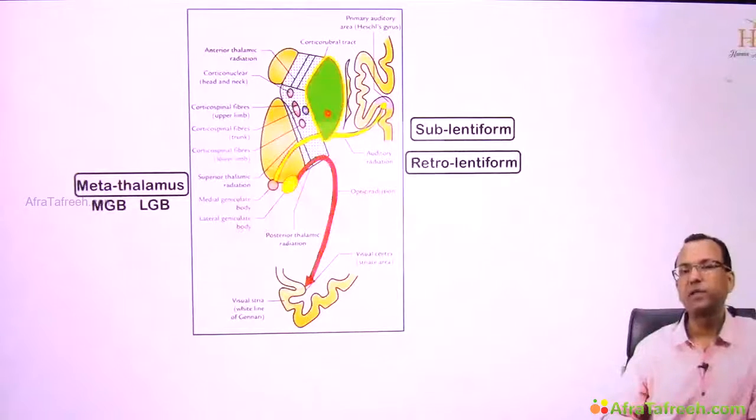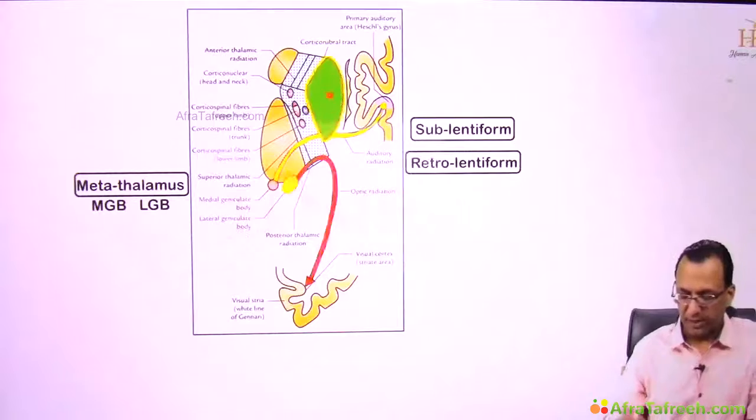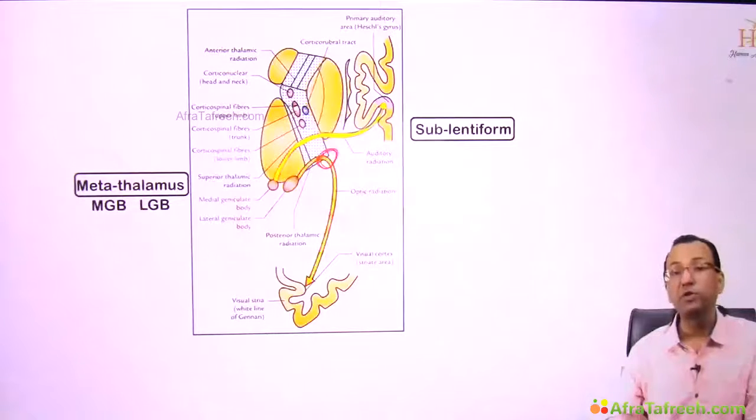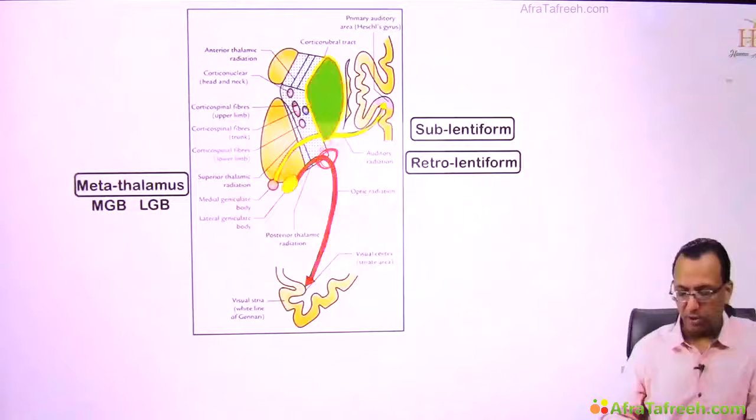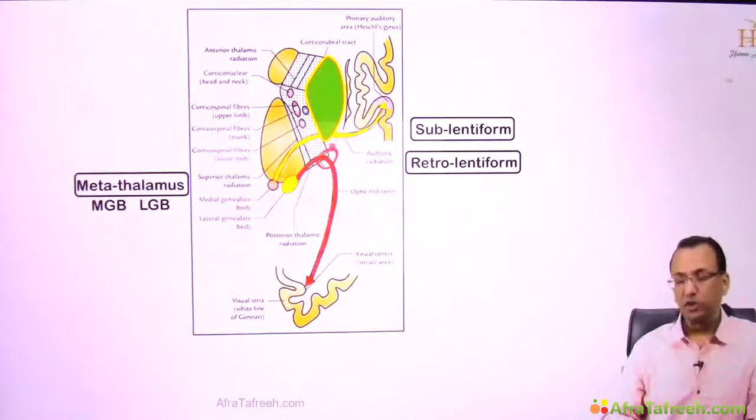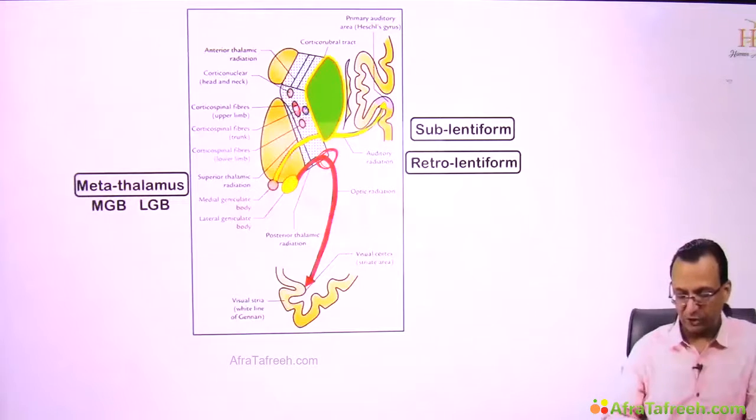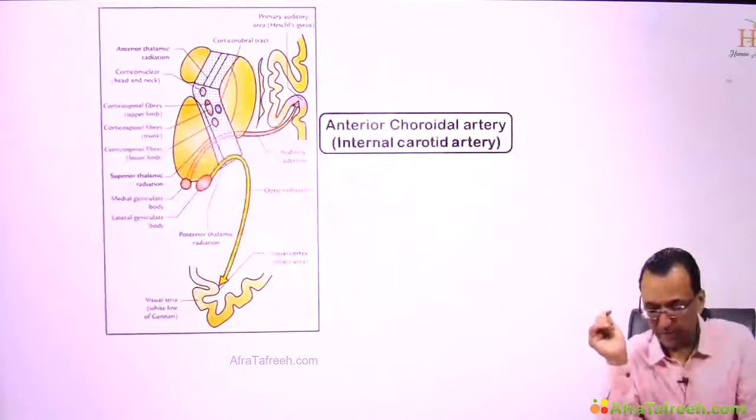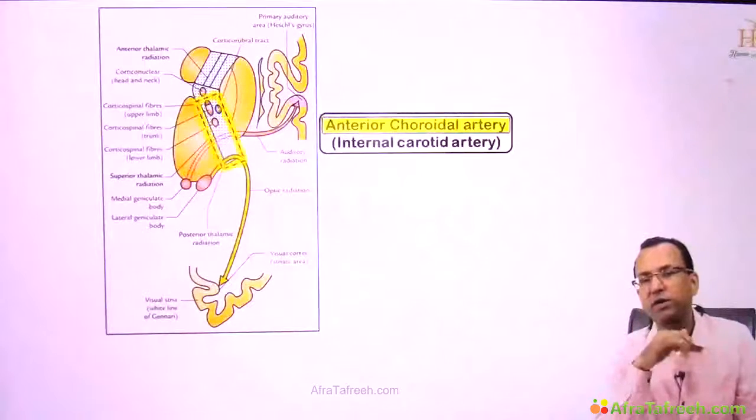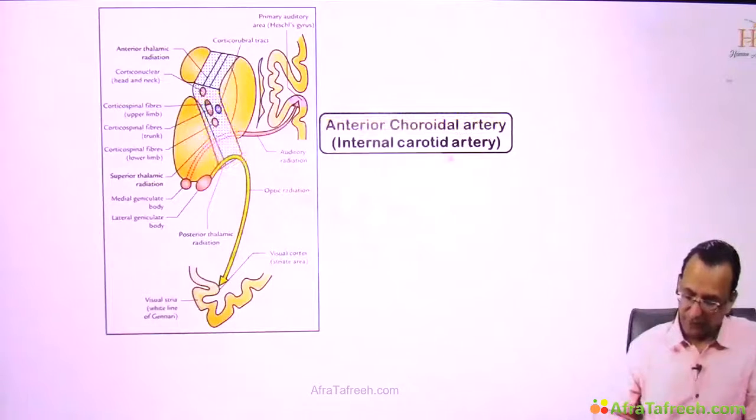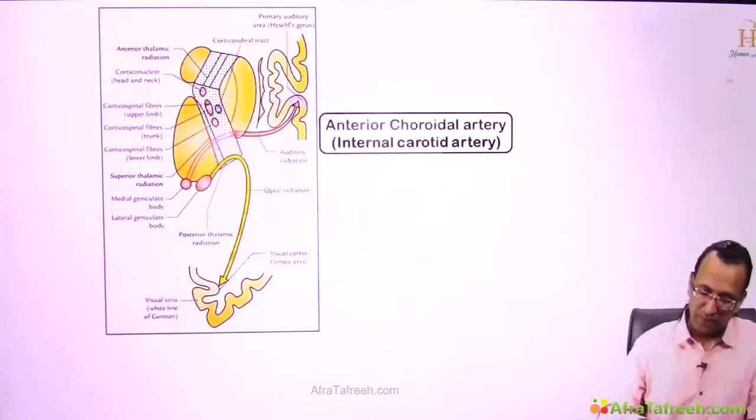And because this pathway is passing behind the lentiform nucleus, it is using some part of the internal capsule. That part of internal capsule is called retrolentiform fibers of internal capsule, because it is behind the lentiform nucleus. So behind the lentiform nucleus, there are some retrolentiform fibers of the internal capsule. The posterior part of internal capsule again, yes, that you remember. Now also remember that there is the anterior choroidal artery, a branch of internal carotid artery, supplying the posterior limb of internal capsule.